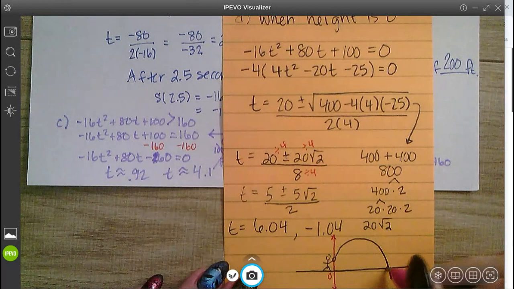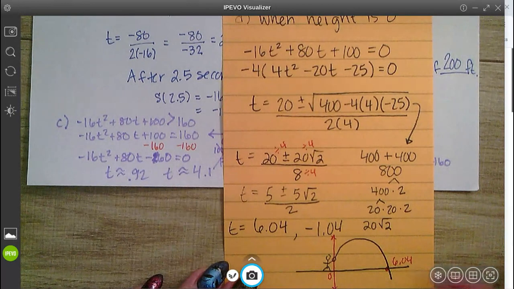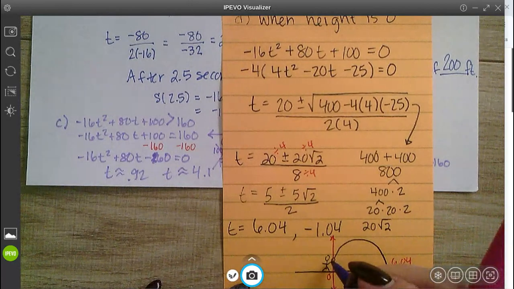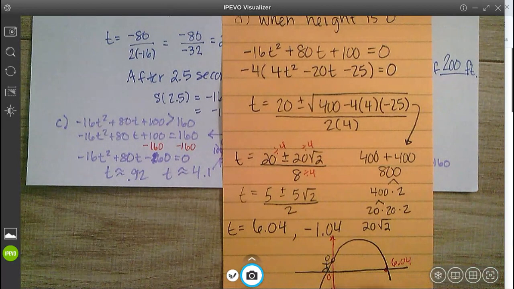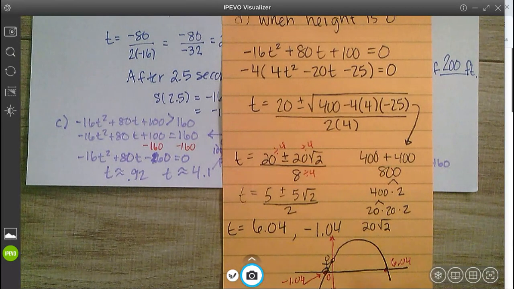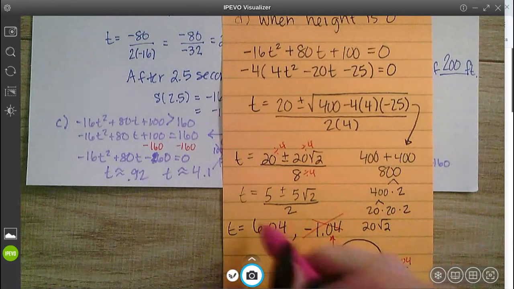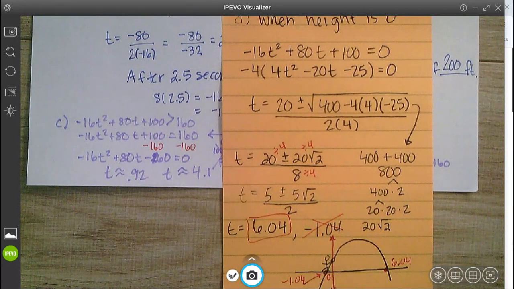And right here is t equals 6.04. So where's the -1.04 coming from? Well, if I drew the rest of this parabola, it would be right here. So it's happening before I throw the ball. So what we're going to do is disregard that negative value for t, and we would say it hits the ground after 6.04 seconds.